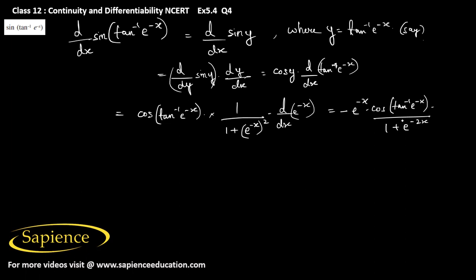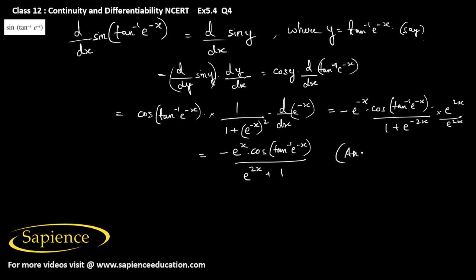So if we multiply and divide by e power 2x, then we will get minus e power x cos of tan inverse of e power minus x divided by e power 2x plus 1. So this is the final answer.